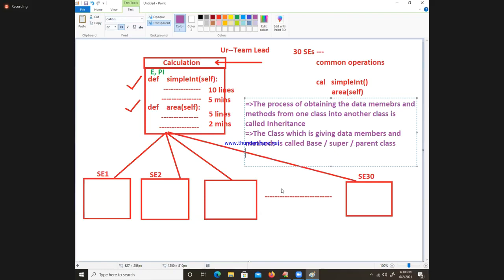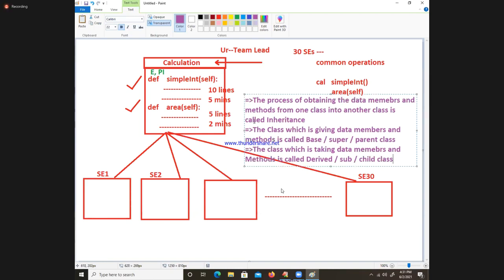The class which is taking data members and methods is called derived or sub class, or we can call it child class. Dear students, please confirm all of you.